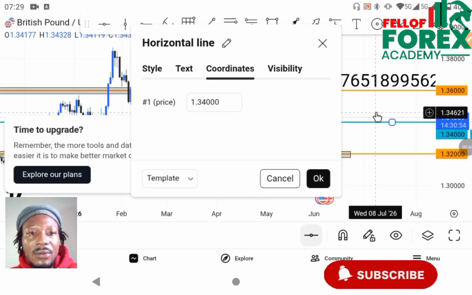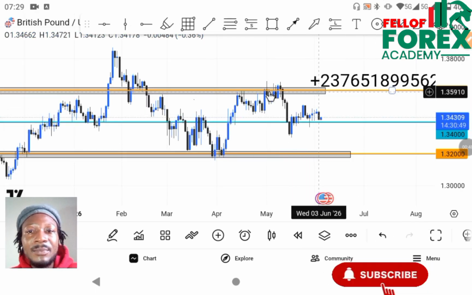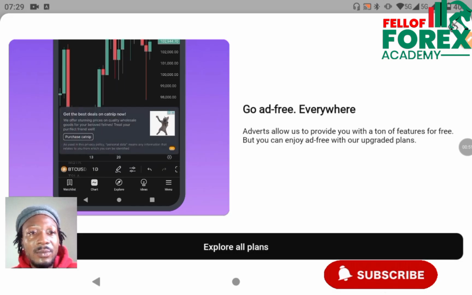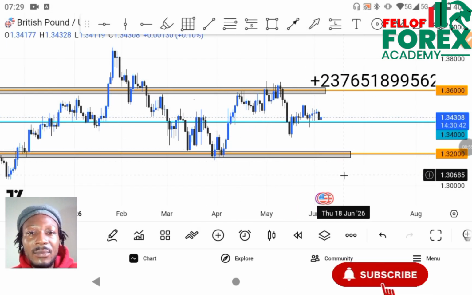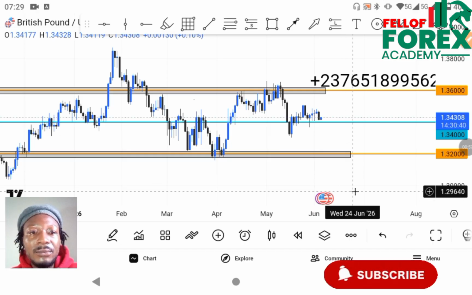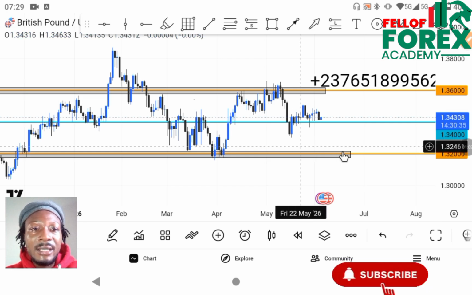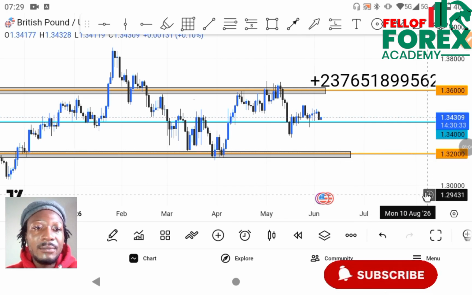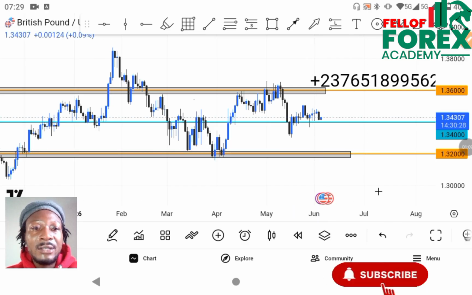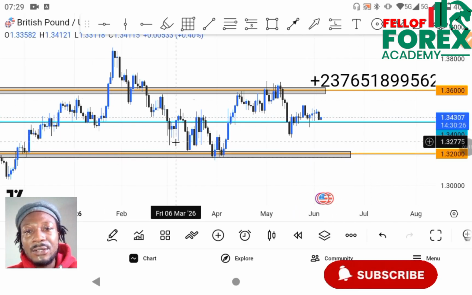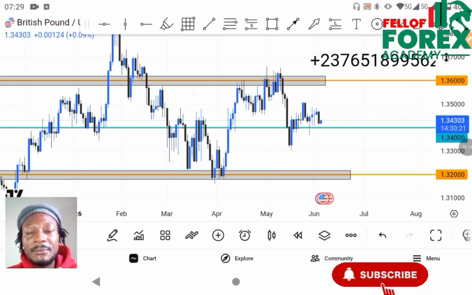So what I do is I've marked out the highest range within which we have been reacting. The mid-range between the two ranges is somewhere around 1.34000, while we have 1.32000 and 1.36000. So that's where we've been ranging, or we've been trading between.